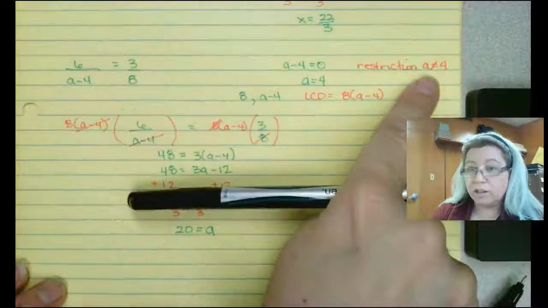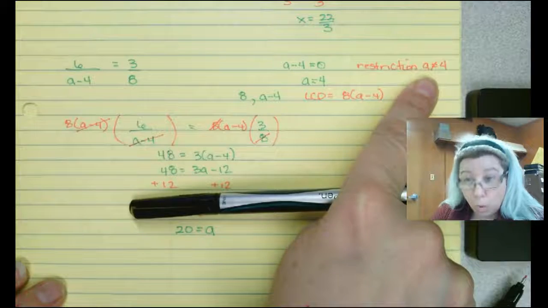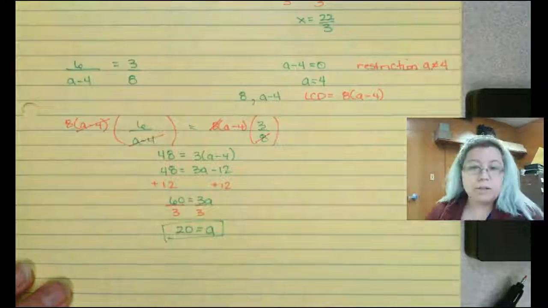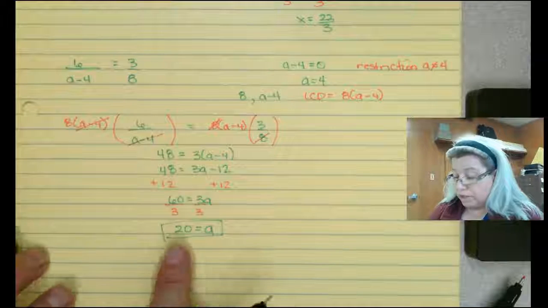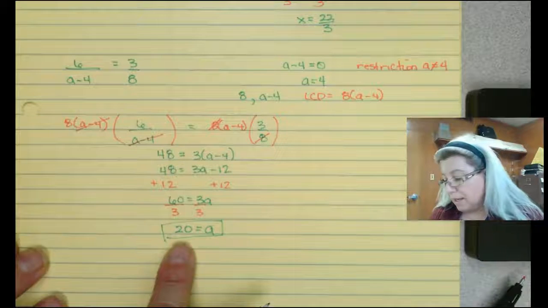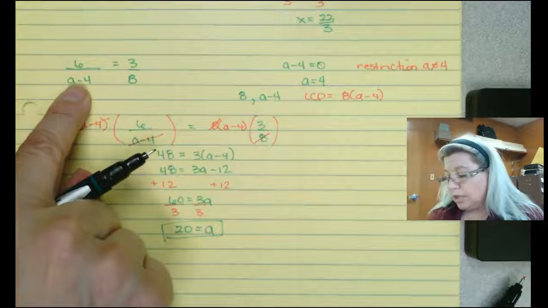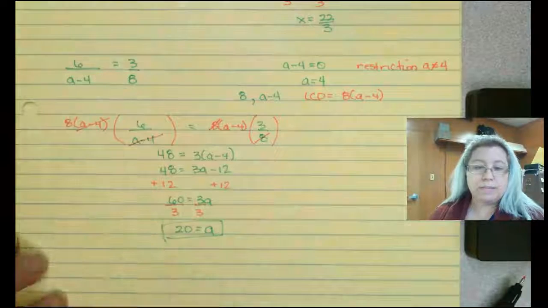What was our restriction on a? It was 4. 20 is certainly not 4. So 20 is our answer. And if we wanted to check, we could plug it back in. 20 minus 4 is 16. 6 over 16 would equal 3/8 if we reduce it.